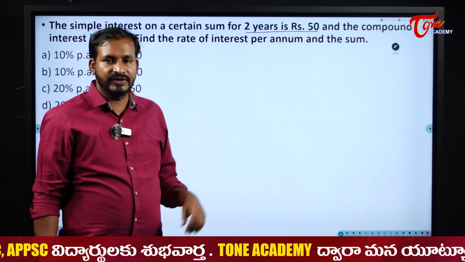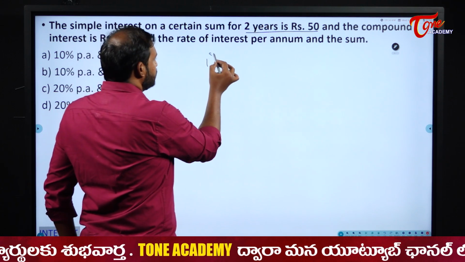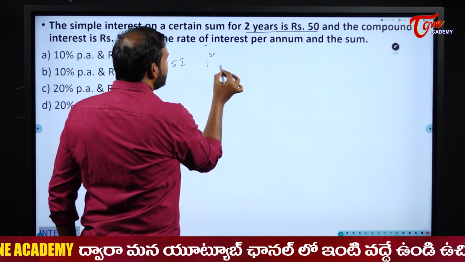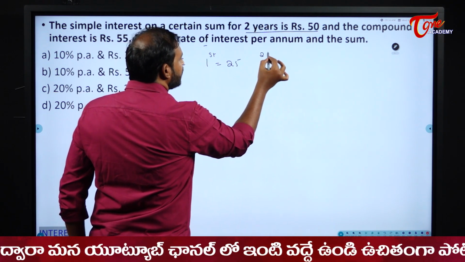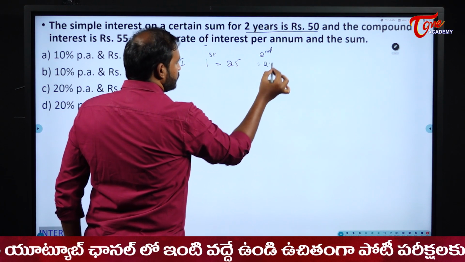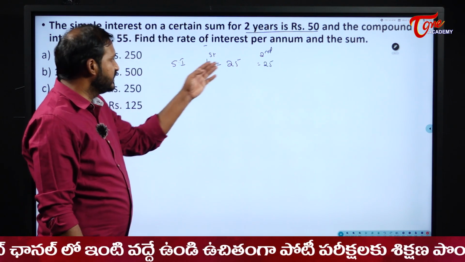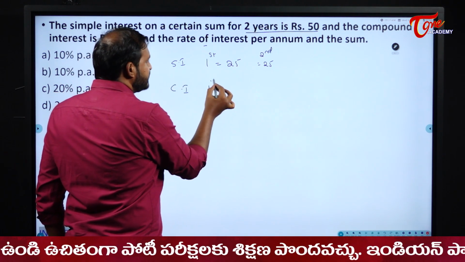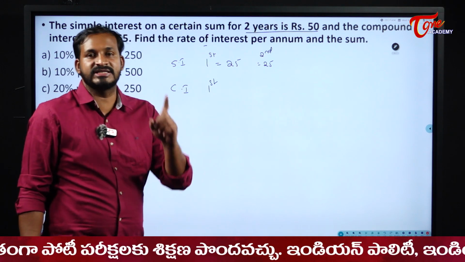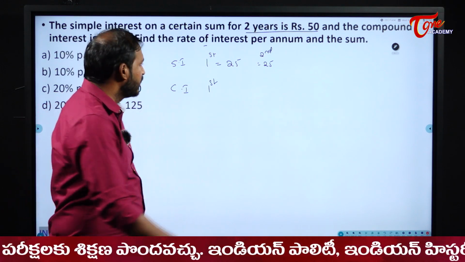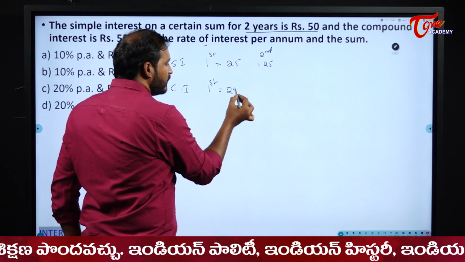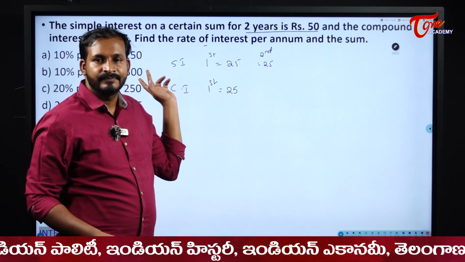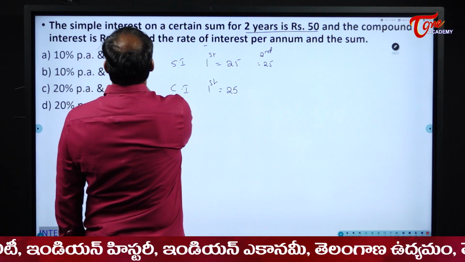For 2 years it is 50, right? That means for 1 year, simple interest in the first year, how much will I get here? 25. And for the second year also, how much will I get? 25, equally. 50 is divided into 2 parts. Now, when it comes to compound interest, for the first year, both simple interest and compound interest are the same, as I have already told you. That means you will get 25 compound. But for 2 years, the compound interest given was 55.